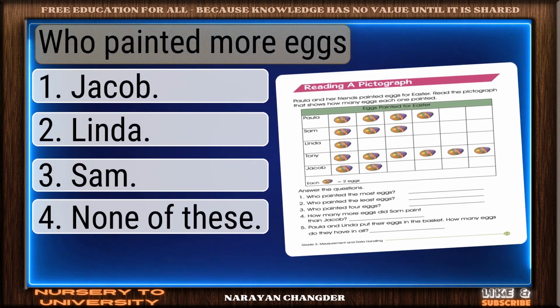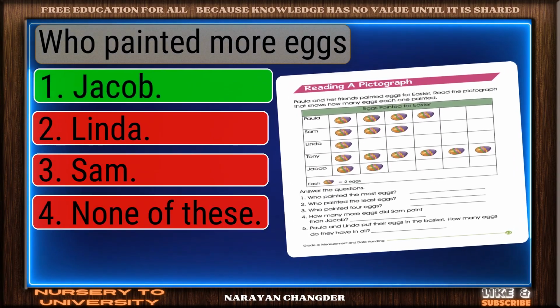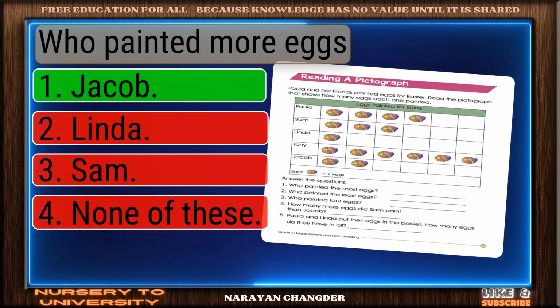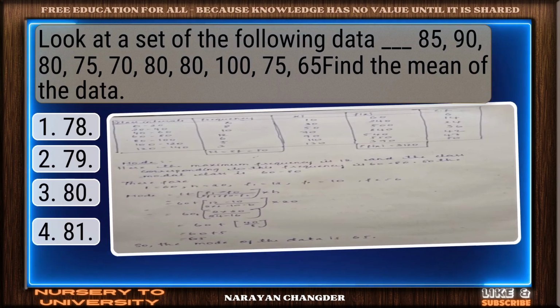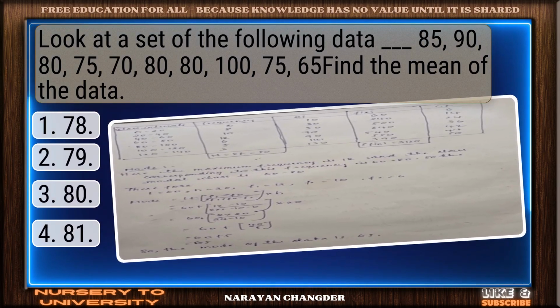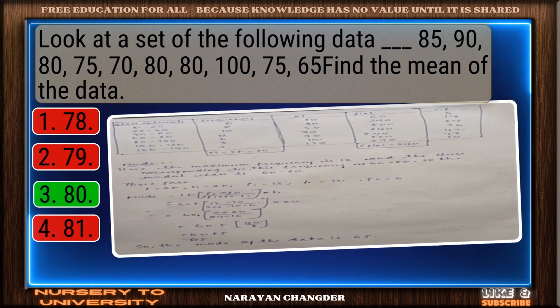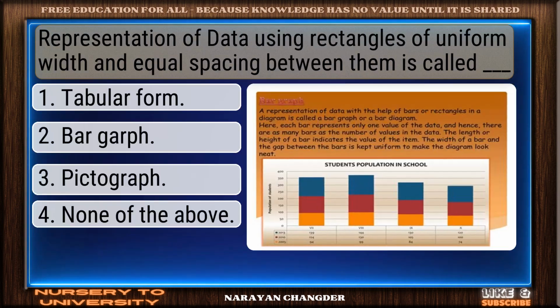Who painted more eggs? Excellent. Jacob is a brilliant choice. Look at a set of the following data: A dash, 85, 90, 80, 75, 70, 80, 80, 100, 75, 65. Find the mean of the data. Valid. 80 is true.